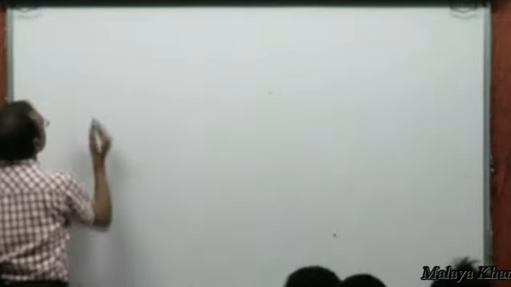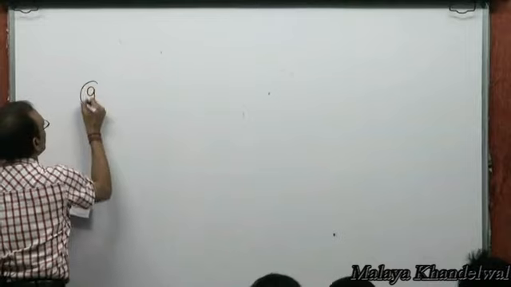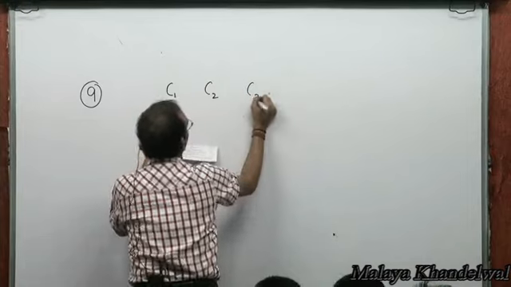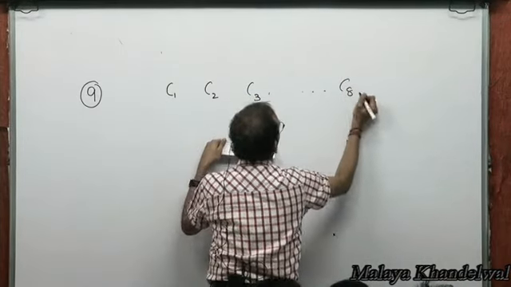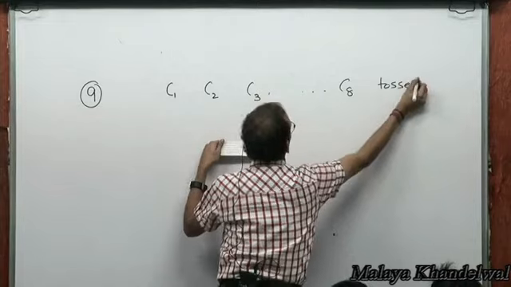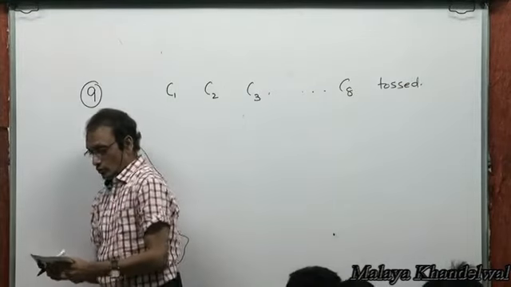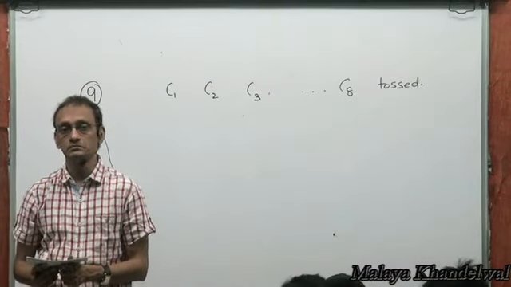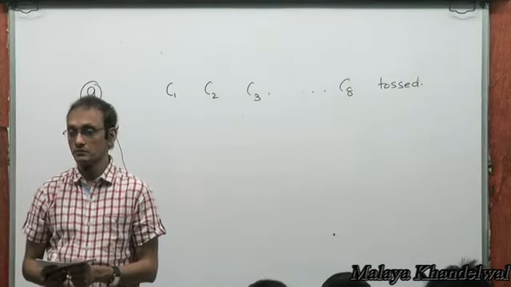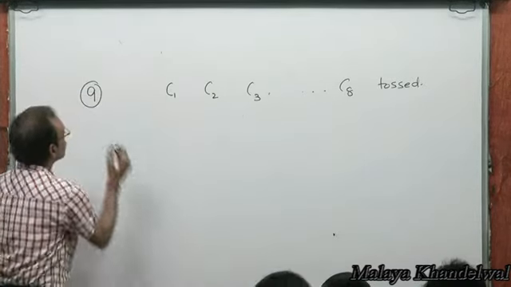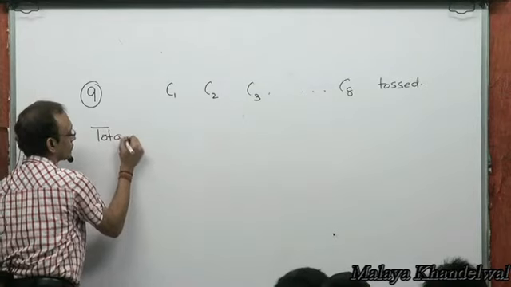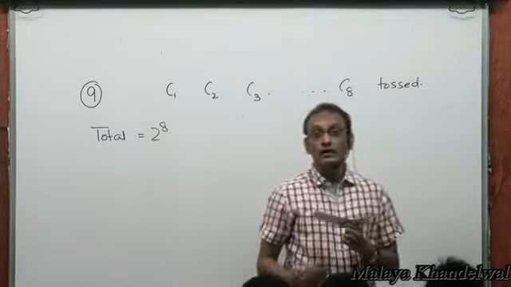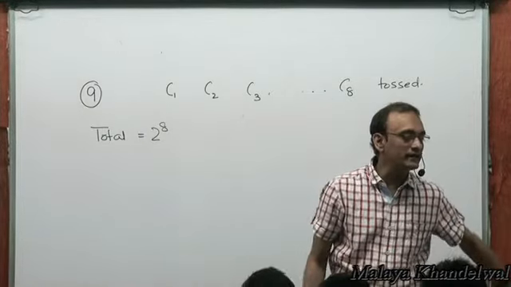Number 9. 8 coins are tossed. What is the chance that one and only one will turn up head? First of all, what are the total number of outcomes of this? 2 outcomes of this, 2 outcomes of this, 2 to the power 8. In how many ways will exactly one turn up head?